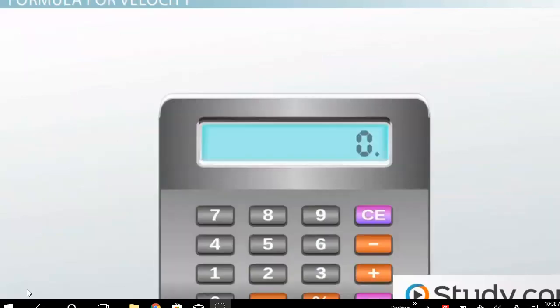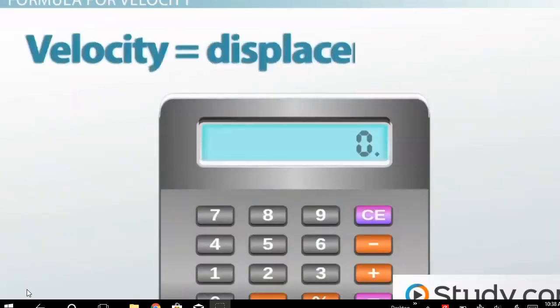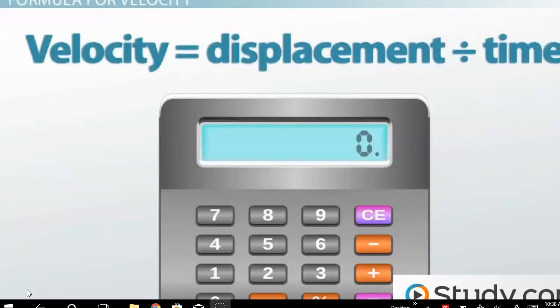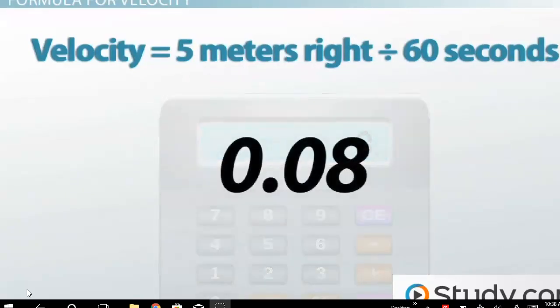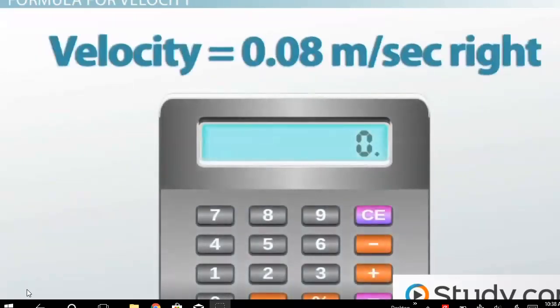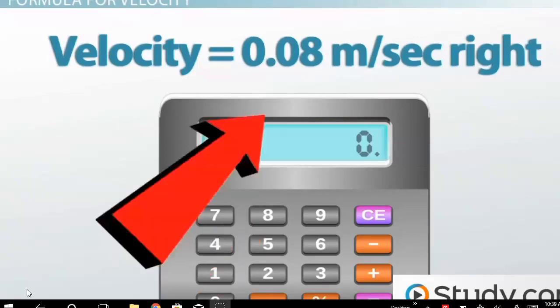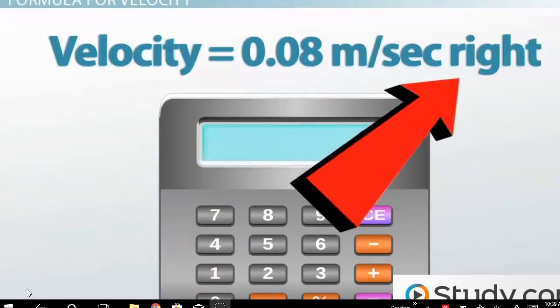Let's first recall the formula for velocity. Velocity equals displacement divided by time. Plug in the measured values for displacement and time, and we get velocity equals 5 meters to the right divided by 60 seconds. Now 5 divided by 60 is 0.08. Therefore, the man's velocity is 0.08 meters per second to the right. Once again, velocity is a vector quantity expressing both magnitude and direction. Here the magnitude is 0.08 and the direction is to the right.